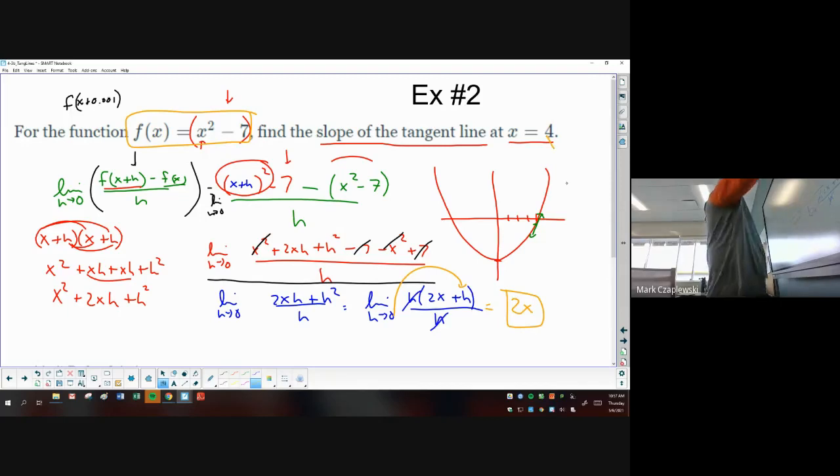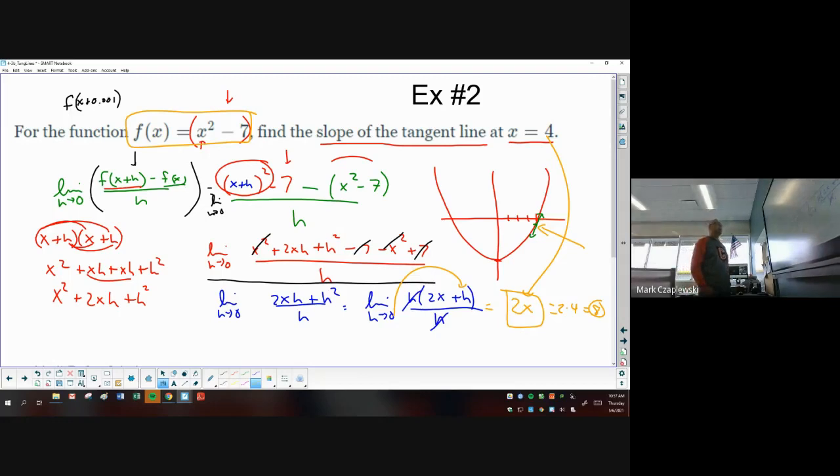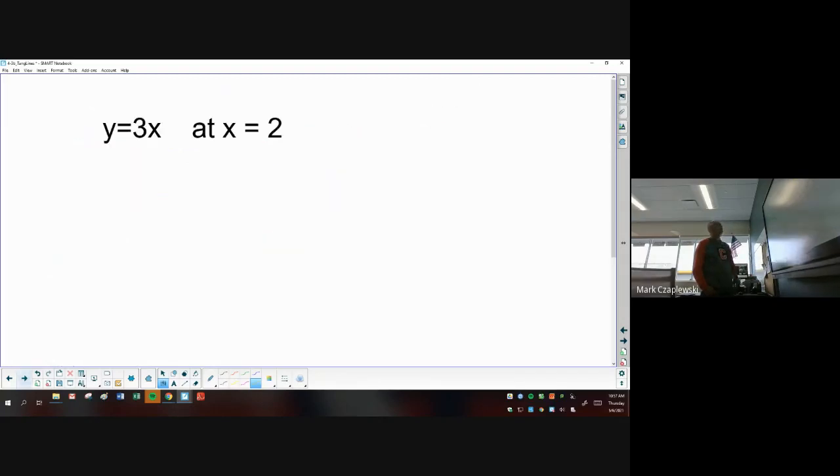But I want to know when x is 4. So at the end, I put in a 4, I get 2 times 4, and I get 8. So the slope of this green line is 8. So I'm going to get you started on one of your worksheet answers, but this is a good example. If I was here today, this is what I would have done in class.